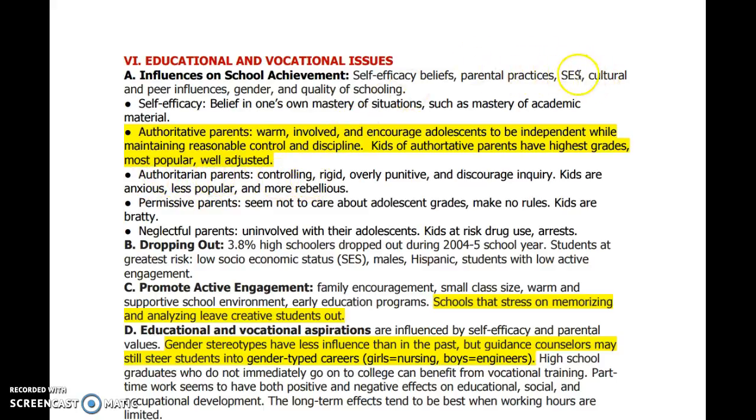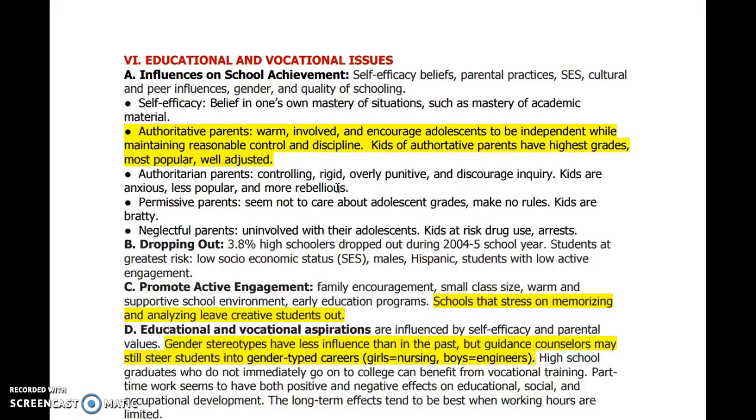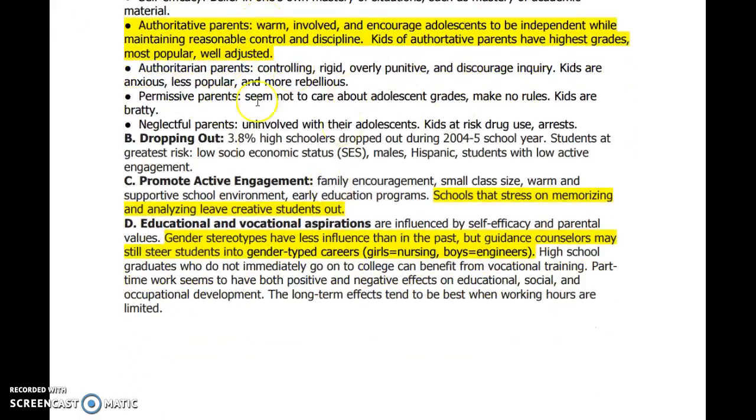So other influences are socioeconomic status. If you're living in poverty, maybe you're hungry, you have to worry about your housing and things like that, that's going to influence your school achievement. So peer influences, quality of school, things like that also have an influence on school achievement. So go ahead and make sure to read through all that.